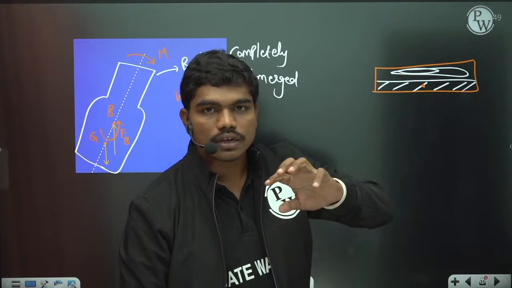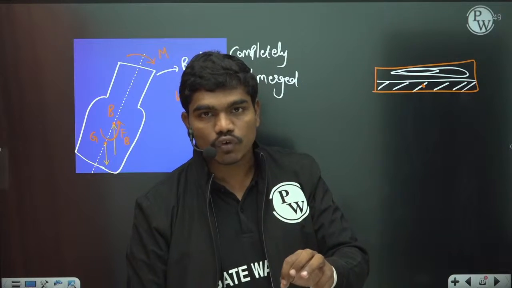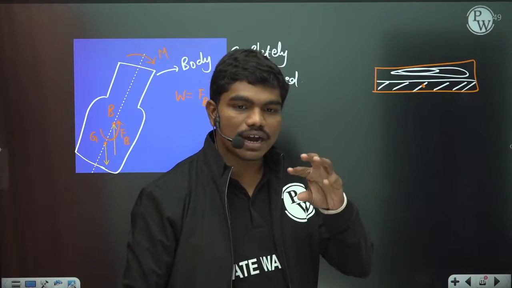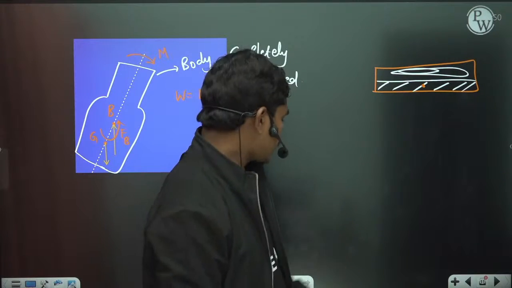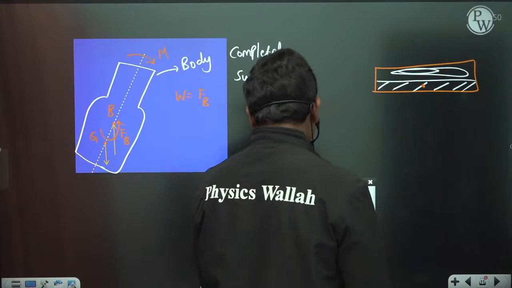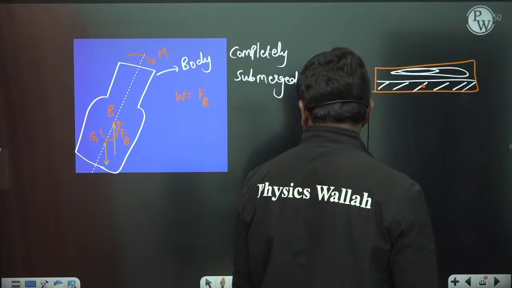This is the case of completely submerged bodies. But in case of floating bodies, these conditions of B and G are not sufficient. So that's why we come to a concept called metacenter. So what is the metacenter concept actually?